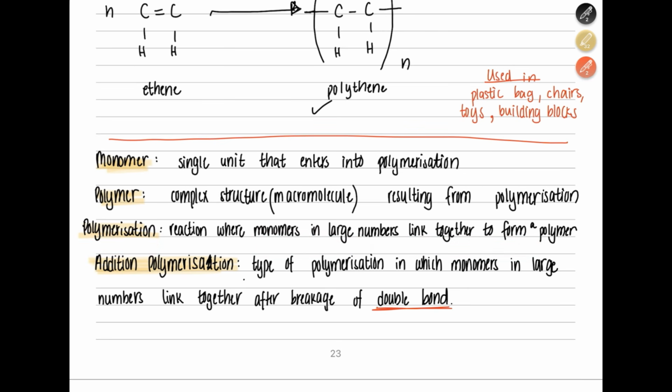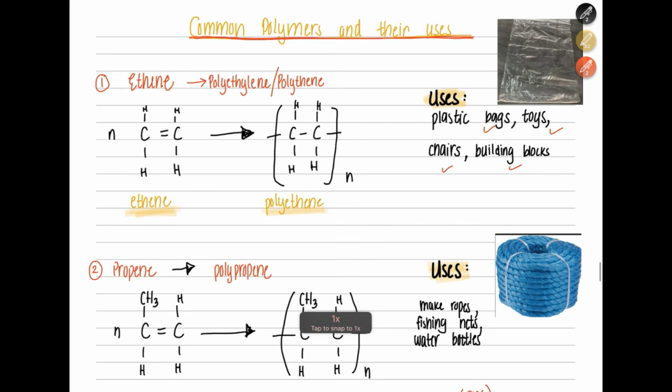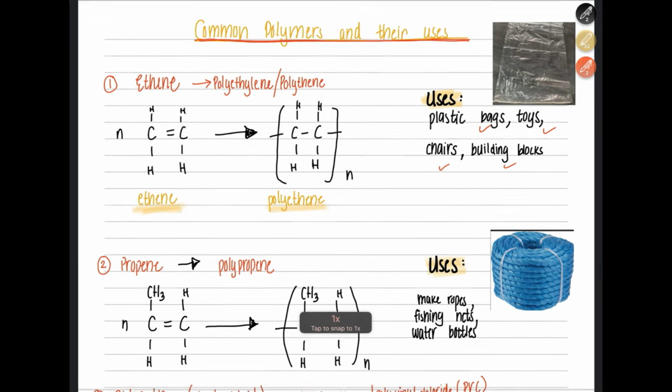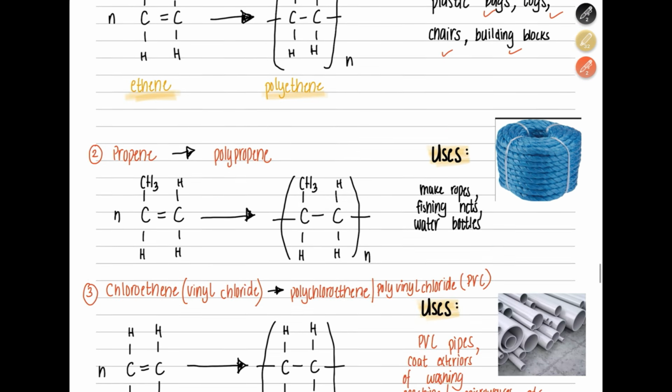There are two types of polymerization. What we just looked at was called addition polymerization, because this is a type of polymerization in which monomers in large number link together after the breakage of a double bond. Some common polymers are given here. Now again, if you want to know them in detail, you can have a look in that video.